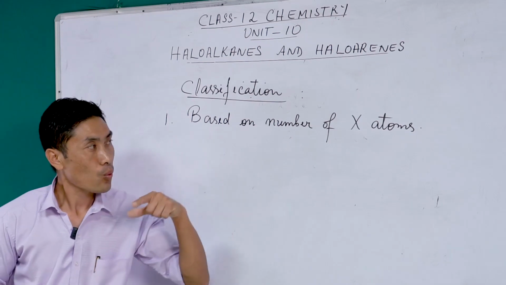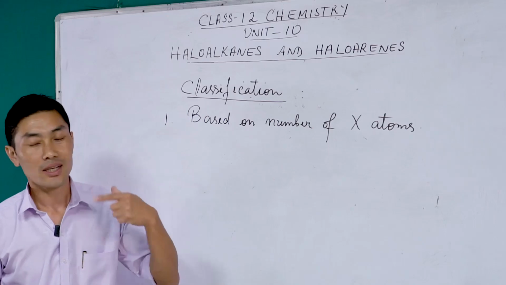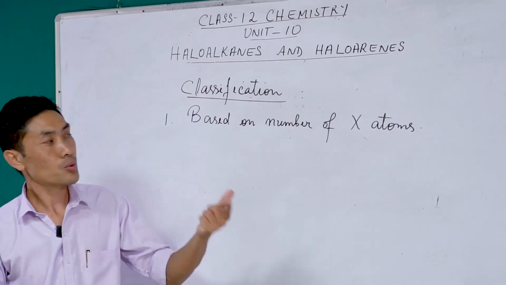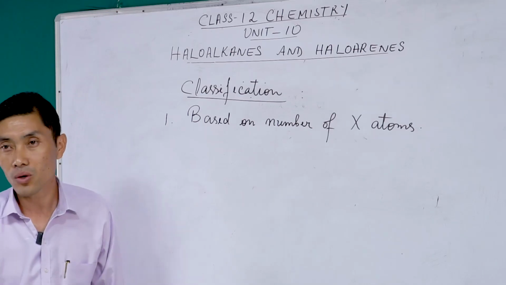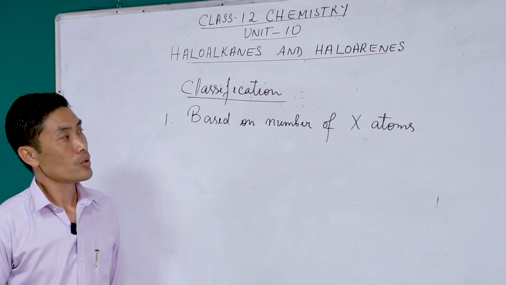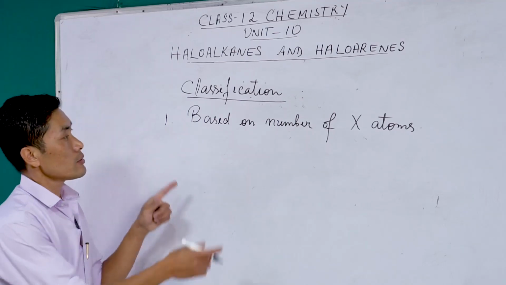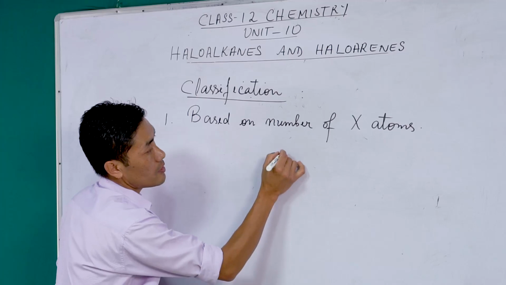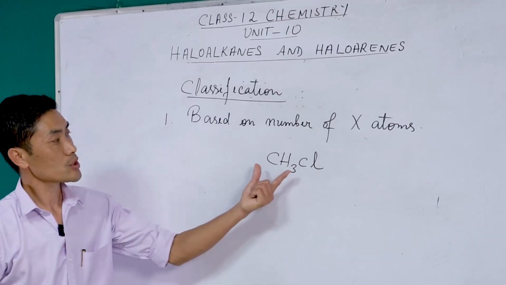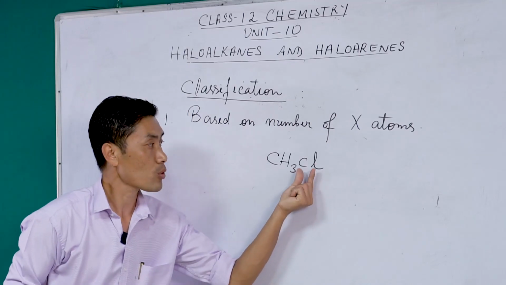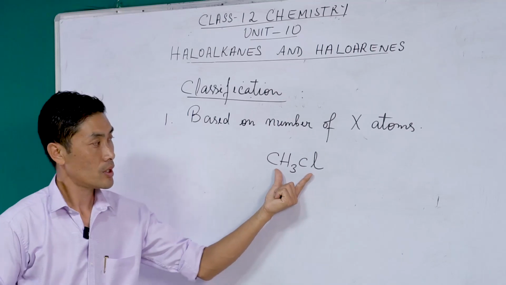So if we have one halogen atom in the compound, we call it a monohalo compound. If there are two, we call it a dihalo compound. If there are three, a trihalo compound. Or if there are more, we call them polyhalo compounds. For example, CH3Cl is chloromethane. Here we have only one halogen atom, so this is a monohalo compound.